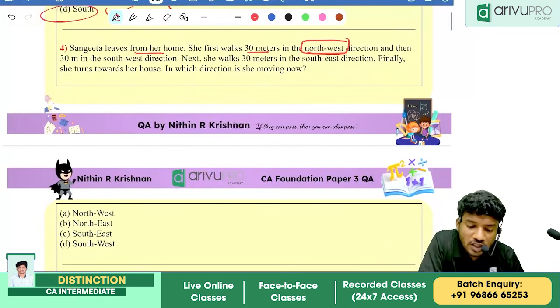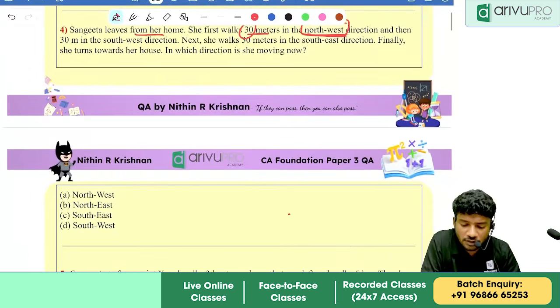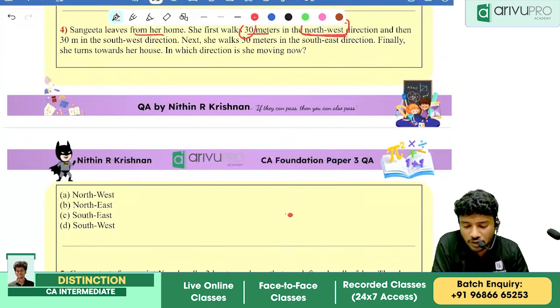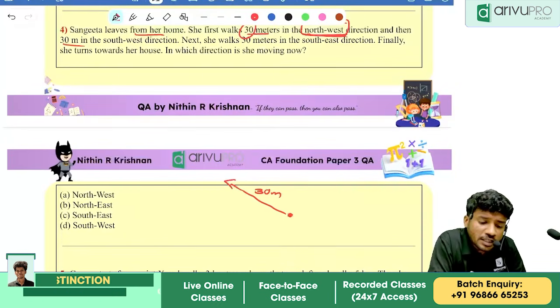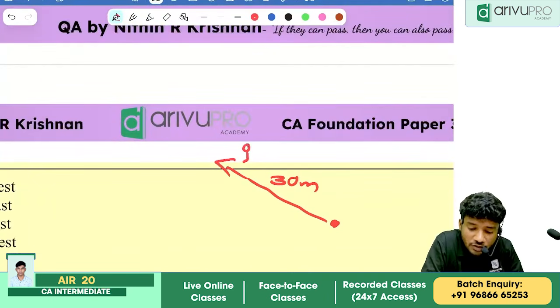She walks 30 meter in the northwest direction. Northwest direction means if Sangeeta is over here, she will go in this way. How many meter? The 30 meter. And then 30 meter in the southwest direction. Now where is Sangeeta? Sangeeta is over here.